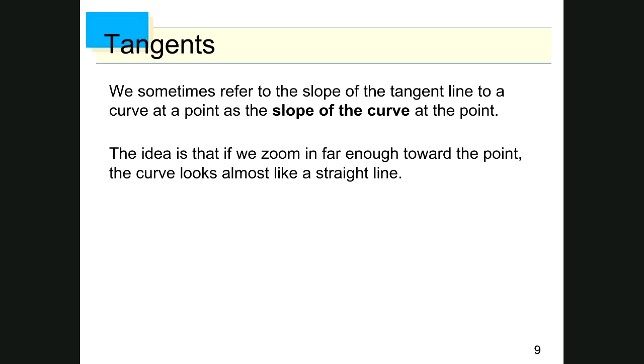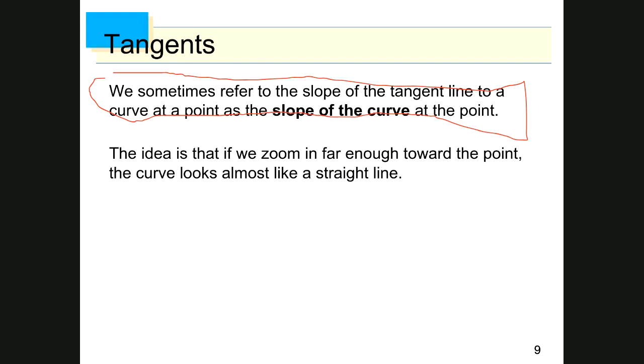Now look at this statement carefully, this one here in the box. We sometimes refer to the slope of the tangent line to a curve at a point as the slope of the curve at that point. So the slope of the tangent line to a curve at the point, we can say that is the slope of the curve at the point. Why is that usually the case? Because if we zoom in closely towards that point, you notice that your tangent line almost coincides with the curve.